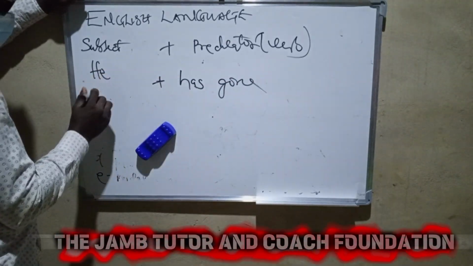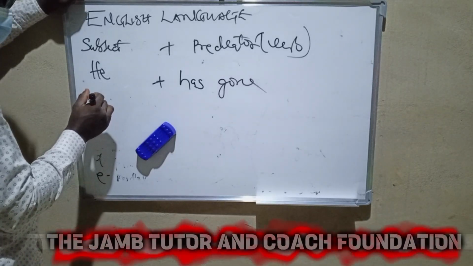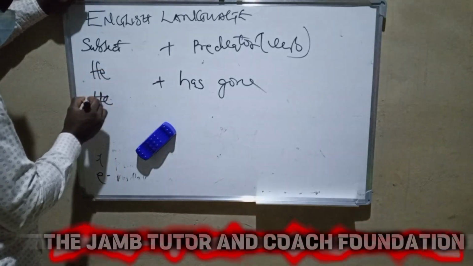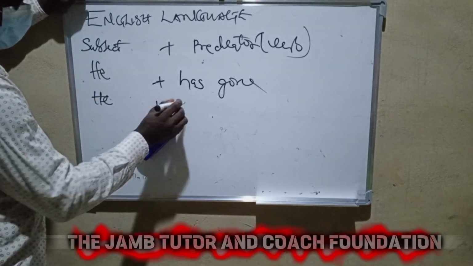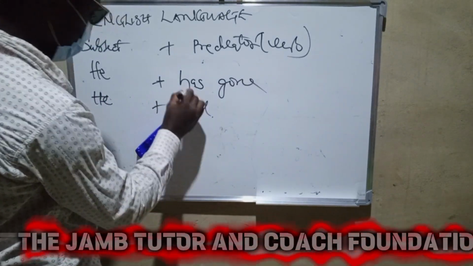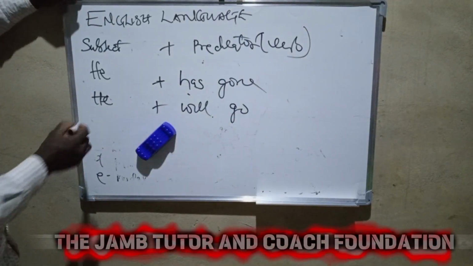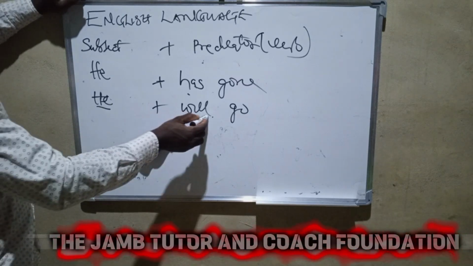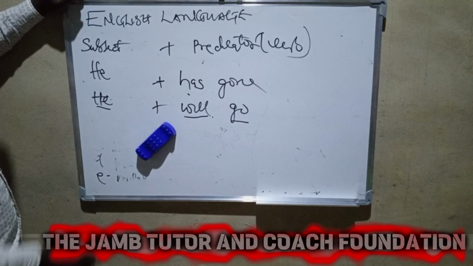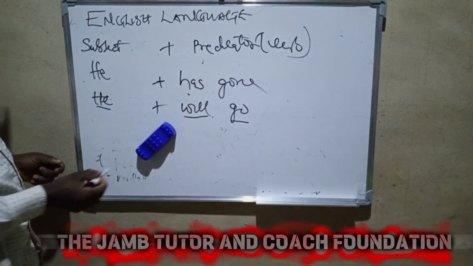Let's take another example. Modal auxiliary verb and lexical verb. So let's have he plus modal auxiliary verb will, go. Okay, so this is the subject, this is modal auxiliary, and this lexical verb, he will go. I believe you understand up to this point.